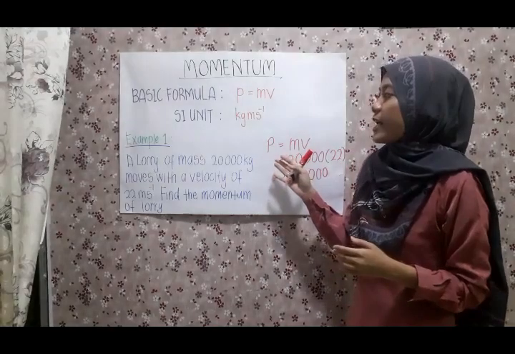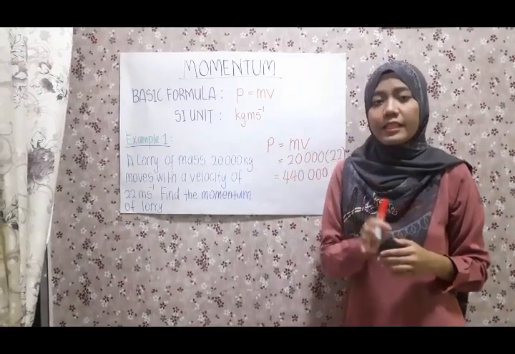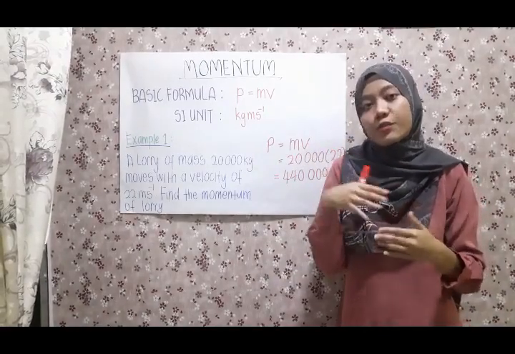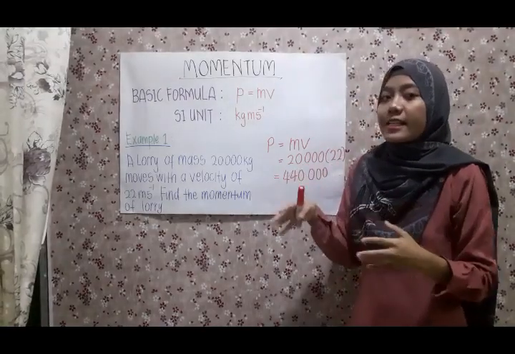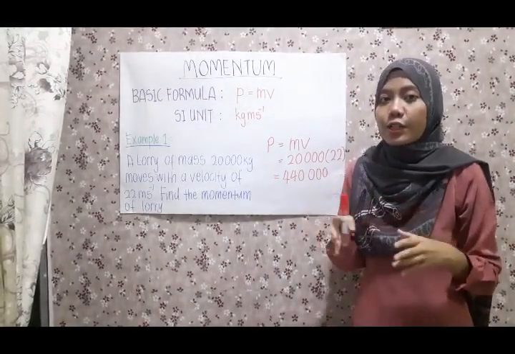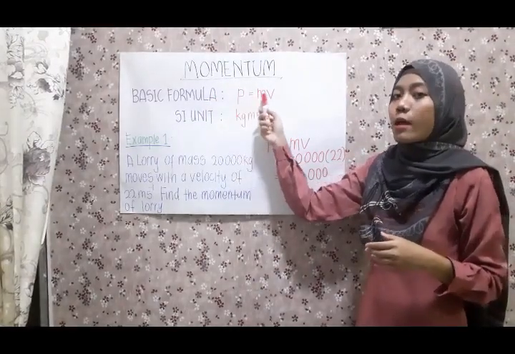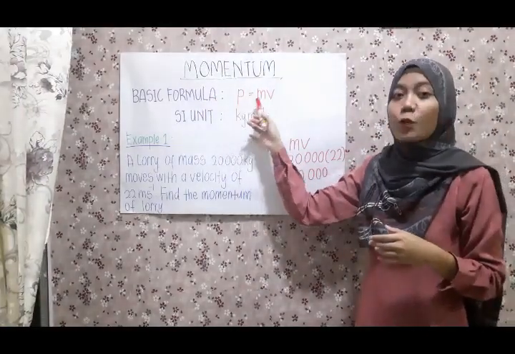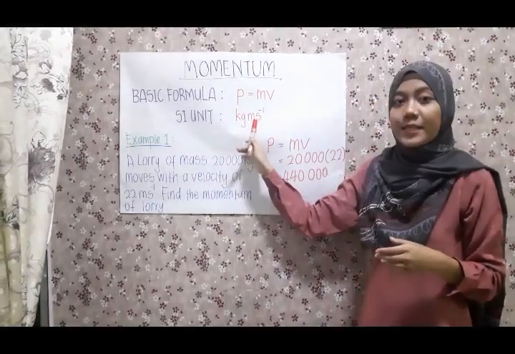Actually, the definition and any theories about momentum, I have uploaded in the Padlet, so you can just read it and do the task that I have left for you. Today's class is actually about the calculation only. The basic formula of momentum is P equal to mv, which is momentum equals mass times velocity. So the SI unit is kg meter per second.